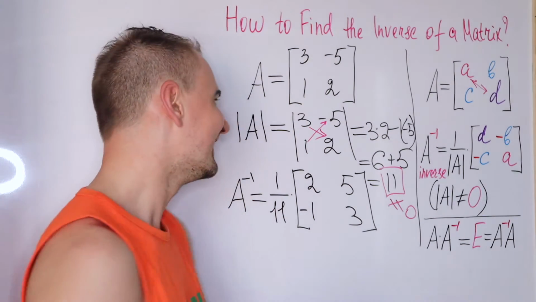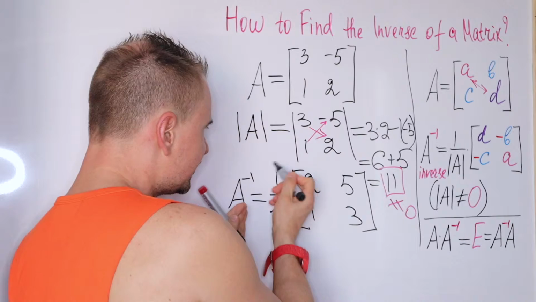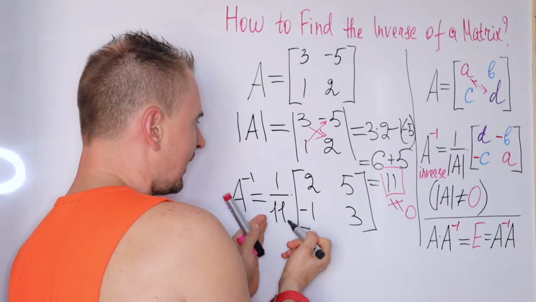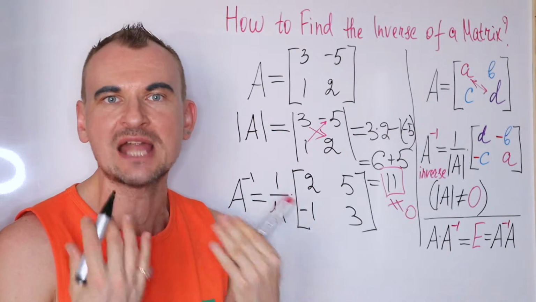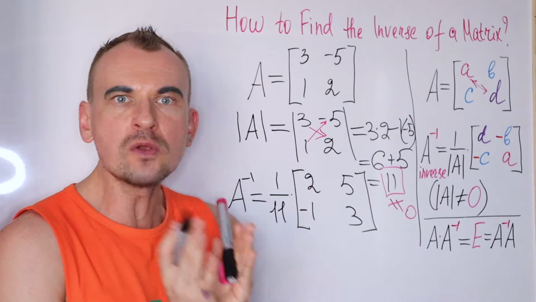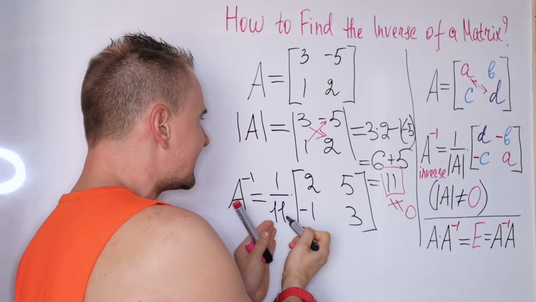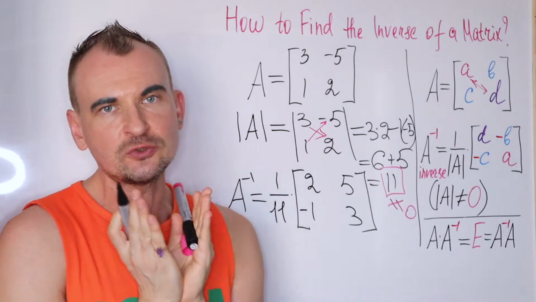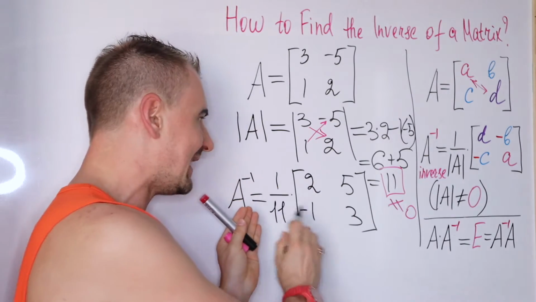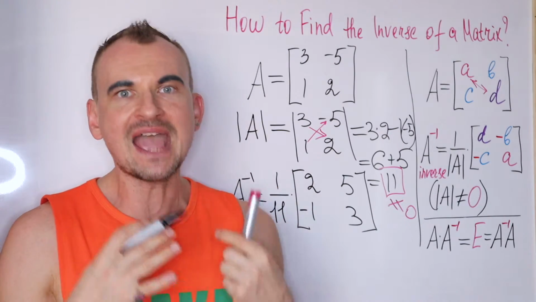Not yet. All you do is take this 1 over 11, which is a scalar in fancy words, or just a number, a constant, and multiply this number by this matrix. All that means is that you need to multiply each element in this matrix by this number.